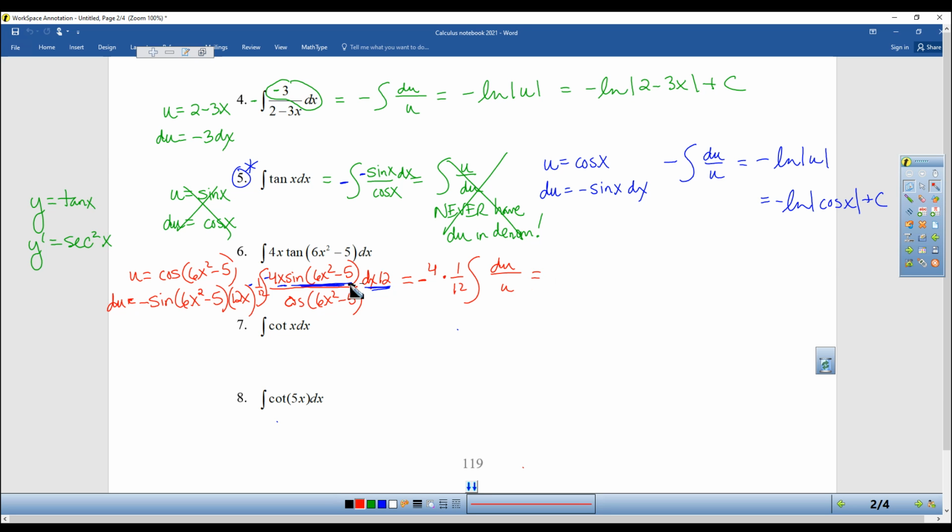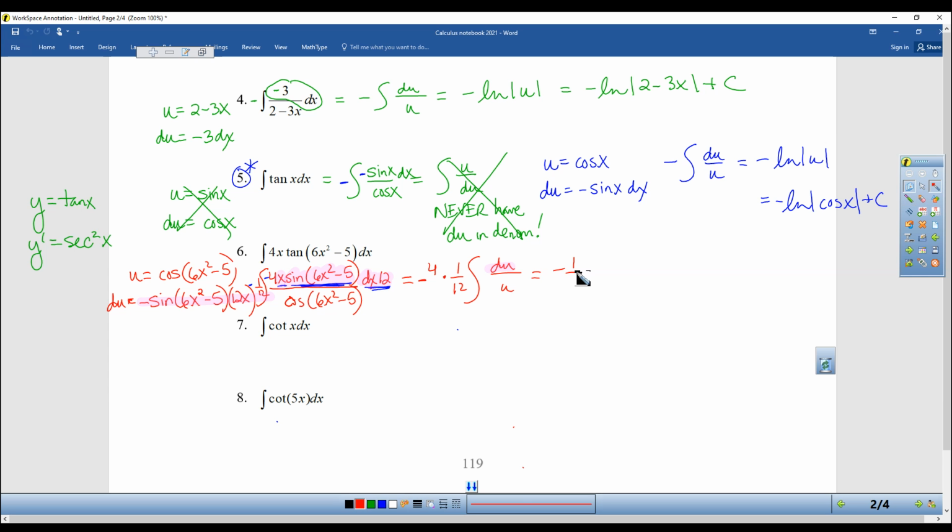So it's a matter of taking all the pieces and making sure every single piece is accounted for over here. The negative I couldn't get rid of, the 1/12 I couldn't get rid of, the 4 I couldn't get rid of, but the x and the sine of 6x squared minus 5 and the 12 and the dx are all right here. That's the replacement that equals du.